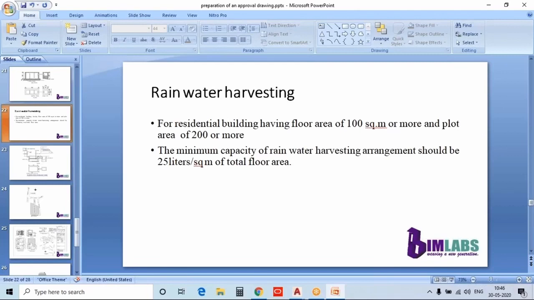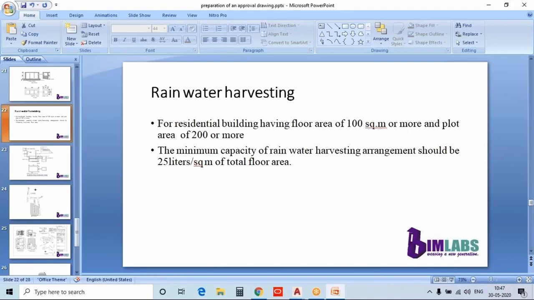And while drawing a rainwater storage system, we have to mention the minimum capacity of that rainwater harvesting arrangement. Okay, and that should be calculated by the equation 25 liters per square meter of total floor area. We already find out the total floor area by calculating the floor area at the ground level, first floor level, and second floor level, and by adding these we calculate the total floor area. On the approval drawing, we can mention the capacity of this rainwater harvesting arrangement by multiplying this total floor area with 25 liters per square meter.